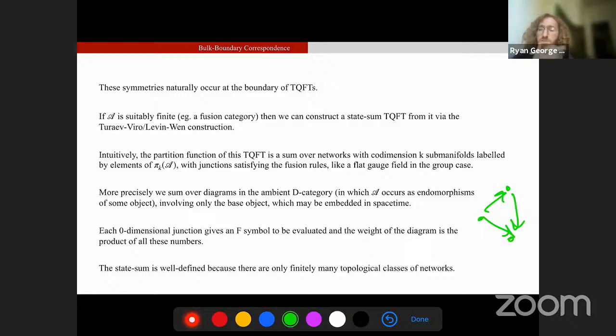And there will be a bunch of zero-dimensional junctions in the Poincaré dual of this diagram, like this point here. Because of the dimensionality, there will always be some F symbol associated to that point, and that gives us a number. The product of all those numbers is the weight of the diagram. Using the conditions that the F symbol has to satisfy, for a fusion category, there are only finitely many topological classes of these diagrams. By moving this network around, this becomes a finite sum.